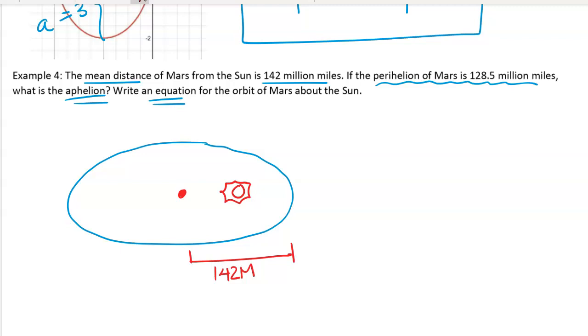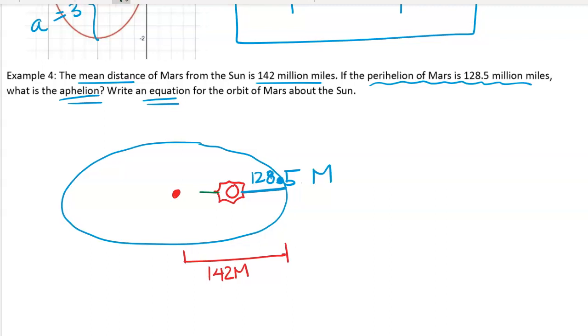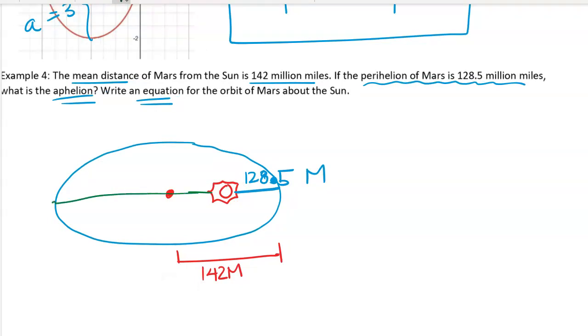Perihelion, is that the longest distance or the shortest distance? Shortest. So this right here, how long is that? 128.5 million miles. Okay. Question number 1 says, what is aphelion? And what is that, by the way? What's the definition? The longest distance. So through the center to the other side of the vertex. So aphelion equals question mark.